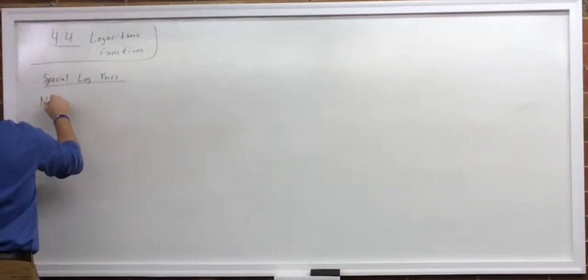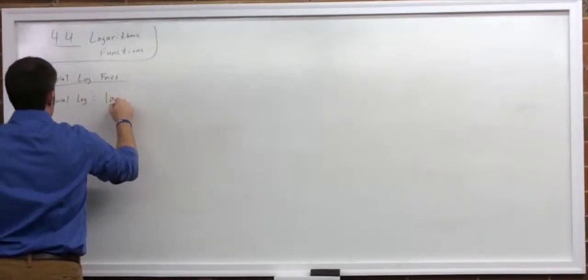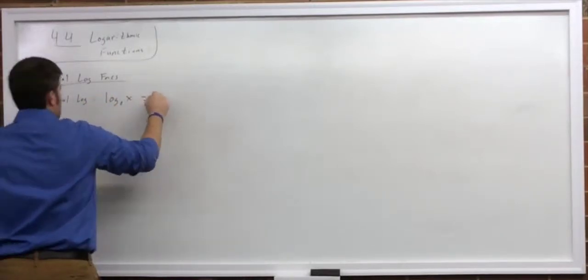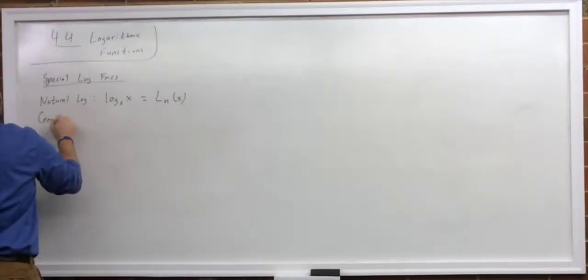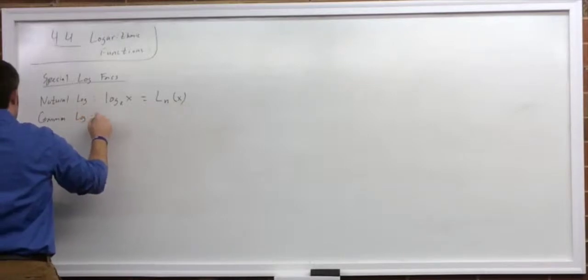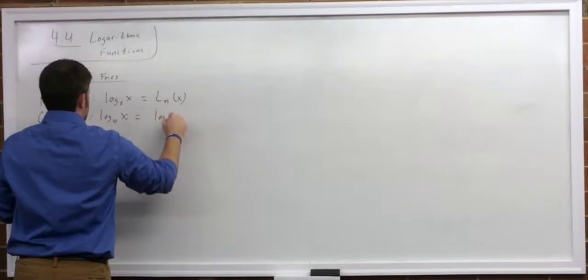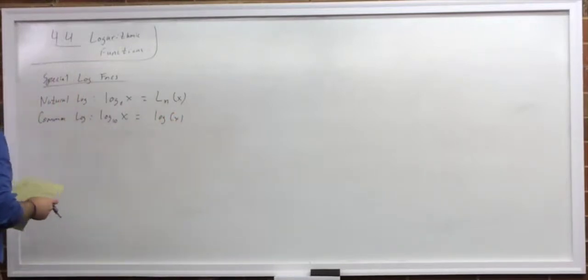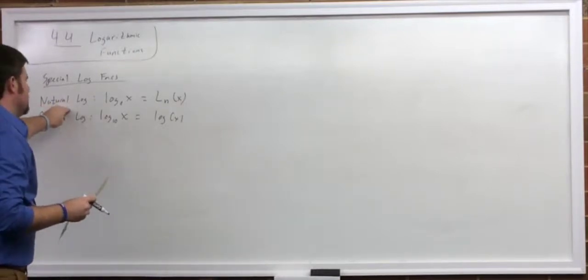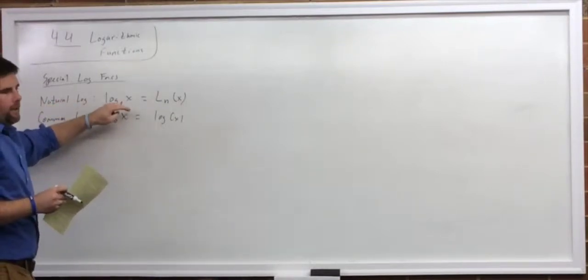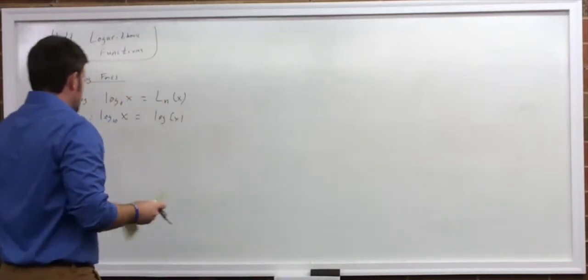So we have the natural log, which is log base e of x, and we write this as ln of x. And then we have what's called the common log, which is log base 10 of x, which we just write as log of x. Now recognize the inverse of the natural log is the natural exponential function that we worked with in 4.3.